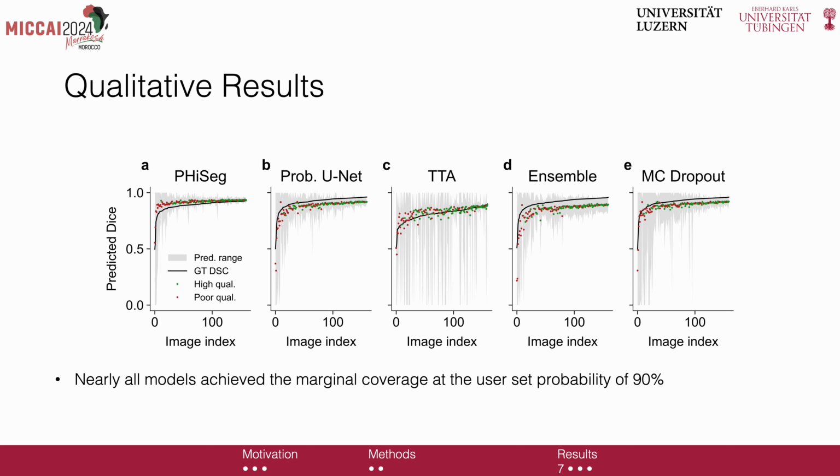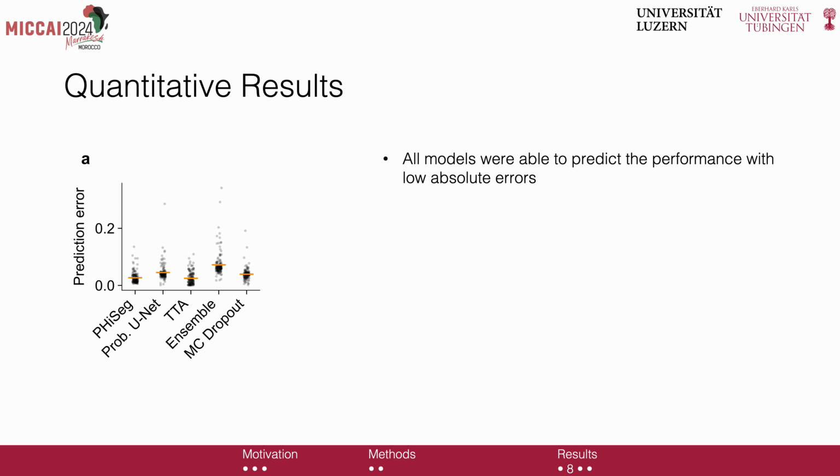Nearly all models achieve the marginal coverage at the user-set probability of 90%. Marginal coverage means that for a random test point, the true DICE is included within the bounds. We notice that the size of the predicted performance range correlates with the ground truth DICE and the quality of the image, meaning that the size of the performance range is expressive of the actual uncertainty underlying the input image. All models were able to predict the performance with low absolute errors. Of course, we also evaluated the segmentation performance. I would like to refer to the paper for more details on this.